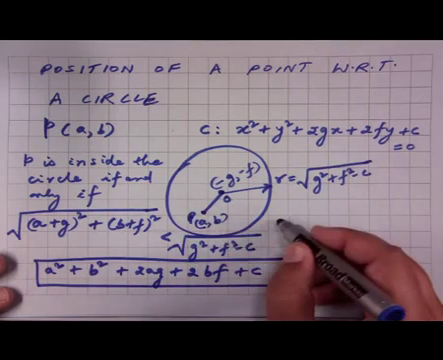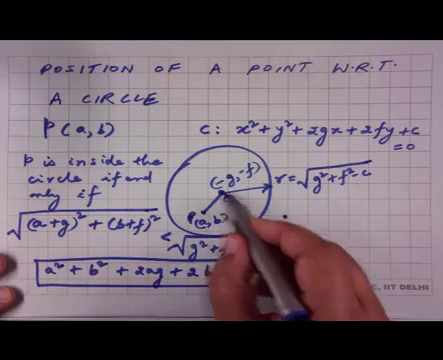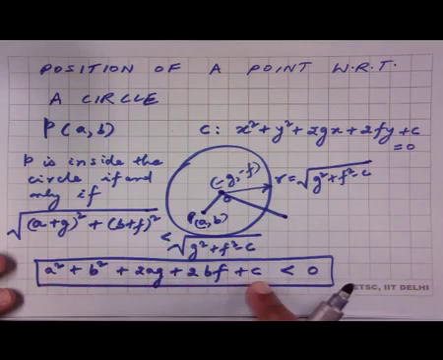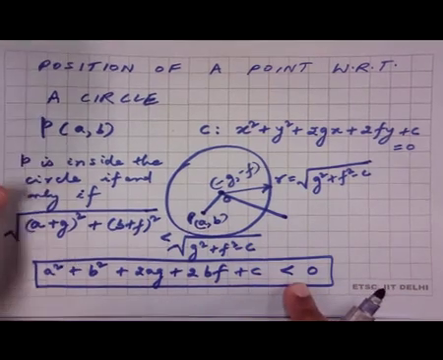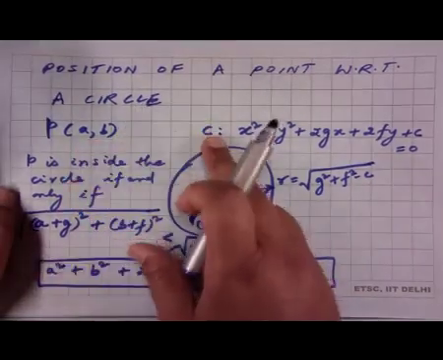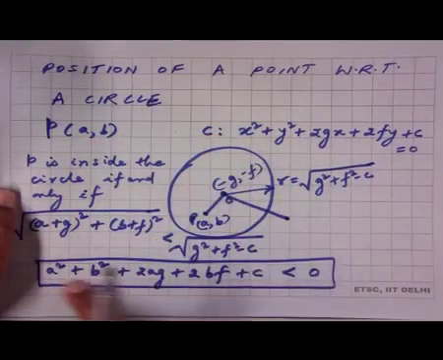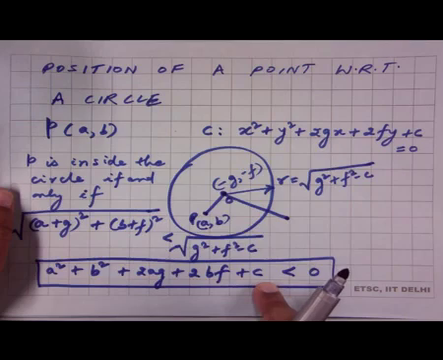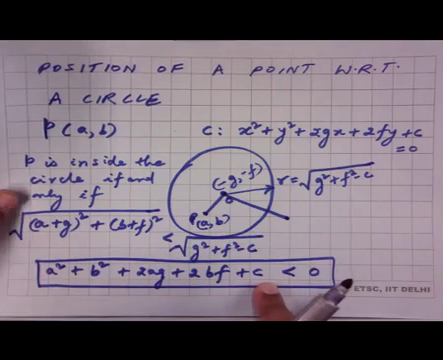Similarly, if the point is outside the circle, then the distance will be greater than r, and the condition that we will get is that this value here should be greater than 0. And of course, if this point P lies on the circle, then this will be exactly equal to 0. So, these are the three scenarios.